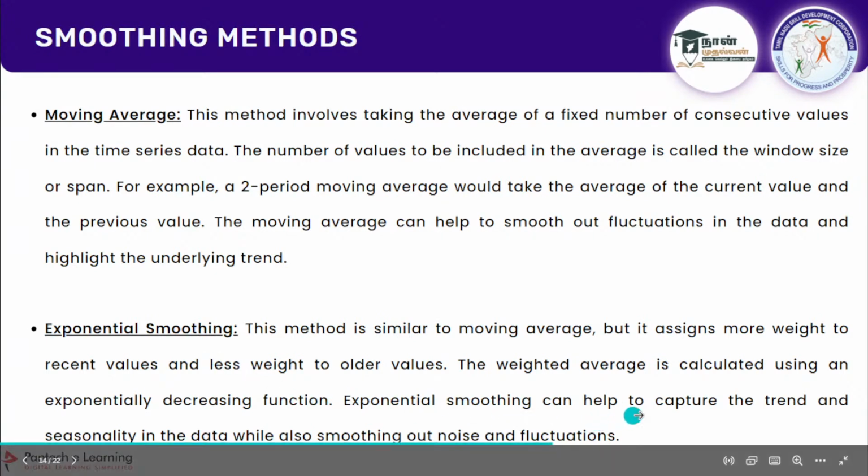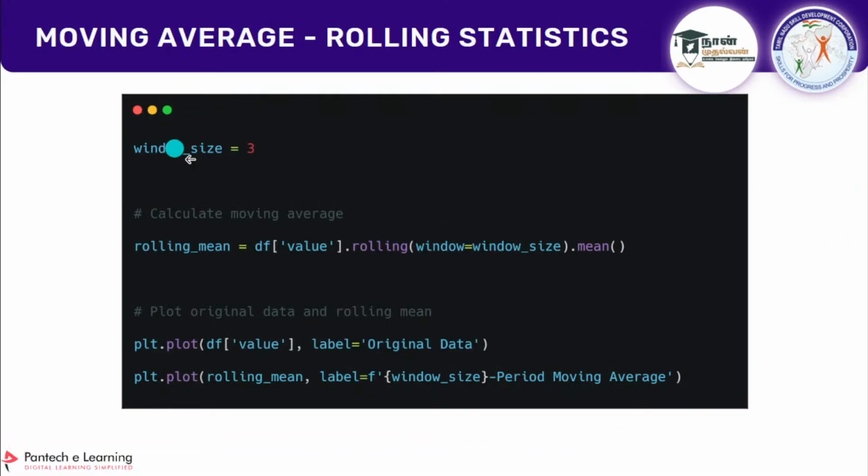Exponential smoothing can help to capture the trend and seasonality in the data while also smoothing out noise and fluctuations. So these are some of the smoothing methods. As I told you earlier, you can set the window size with the help of pandas dot rolling. You don't need to do any specific task. Based on the window size you set, it is going to do it. If you mention the window size as 10, then the first 9 values are going to be 0 or null, and the 10th value will be the sum of the previous 10 values divided by 10. So this is how you do the moving average.